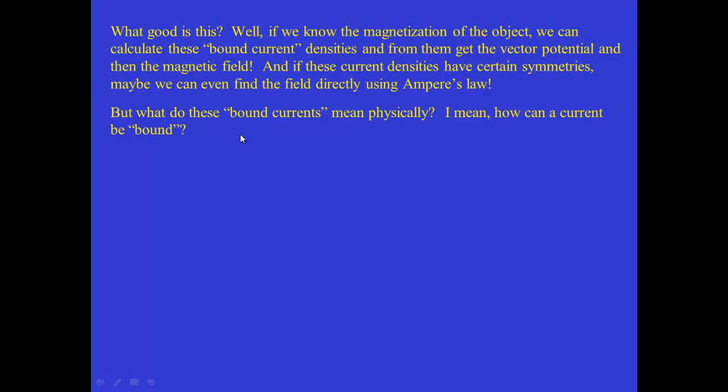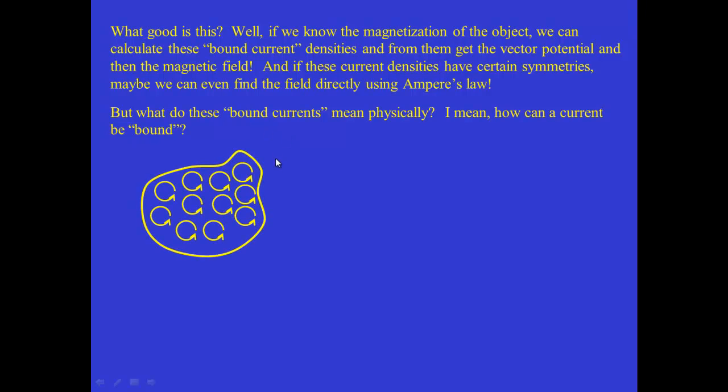But okay, before we do some examples, and we'll do some of those in class, what do these bound currents mean physically? Why do we call these bound currents at all? How can a current even be bound? Because a current seems to imply the flow of charge, so why would you call it bound? Well, let's look at a very simple schematic diagram.